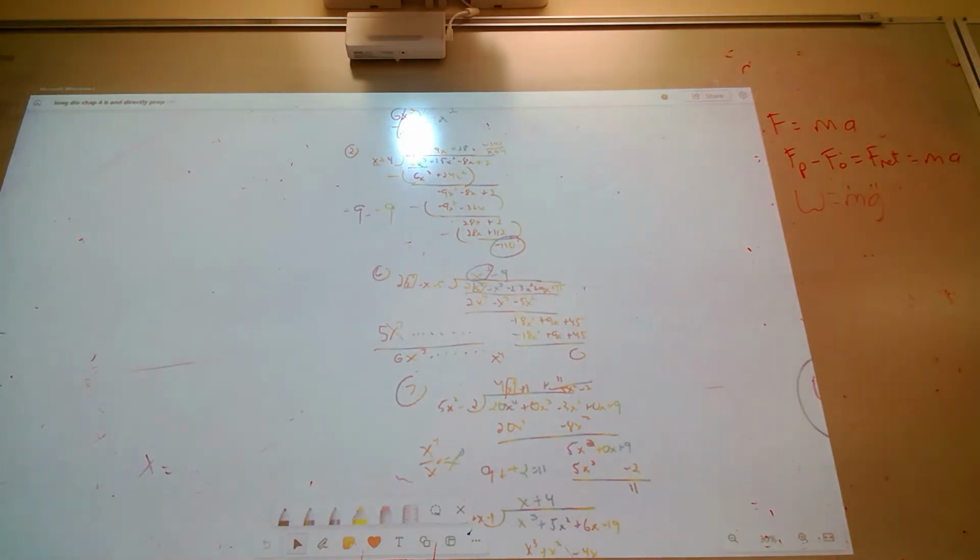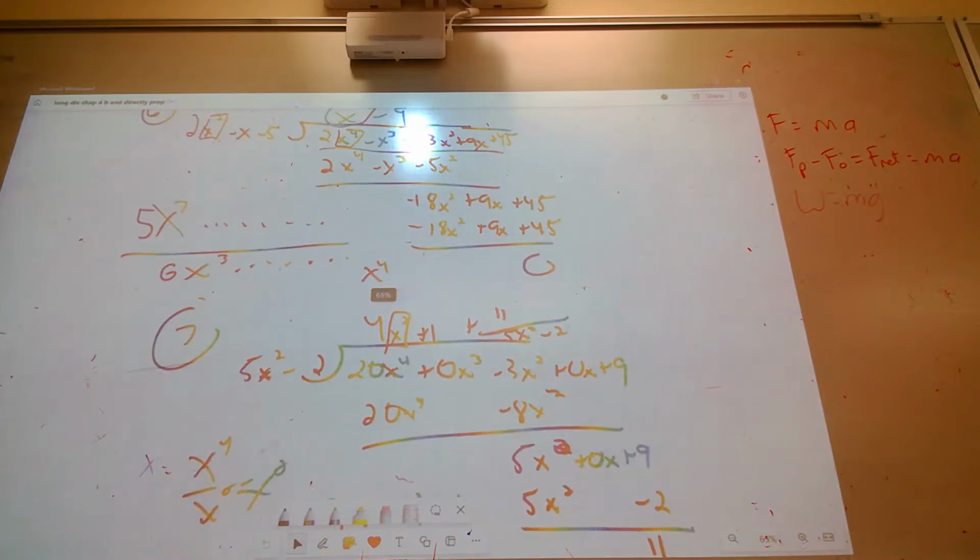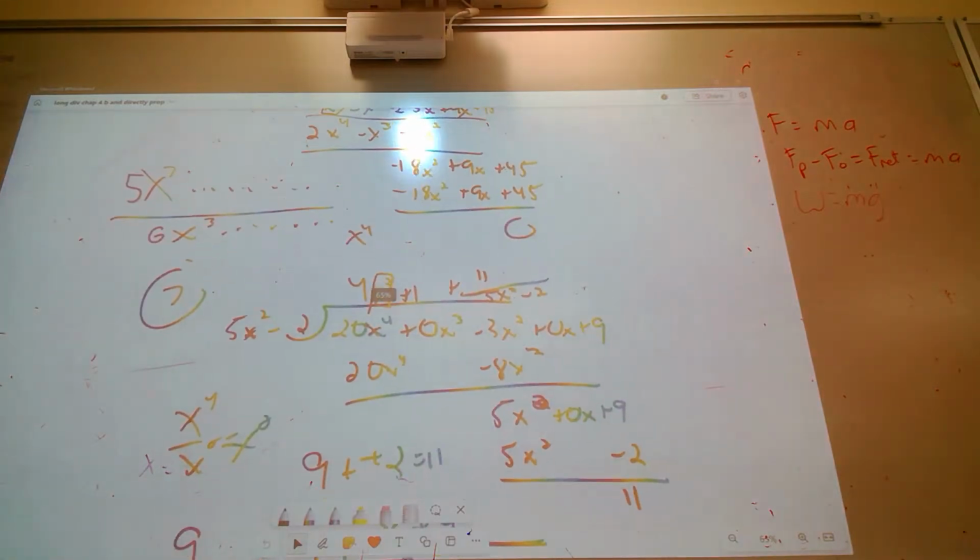Okay, so for 7, you have 4x squared plus 1. Get this. Your remainder is 11. 9 minus a negative 2. The negatives cancel. You get an 11.